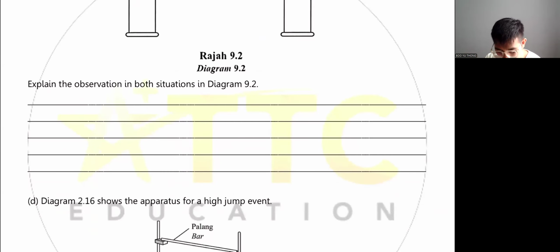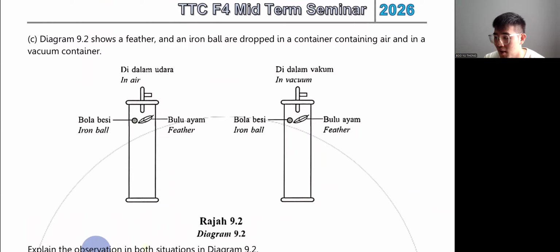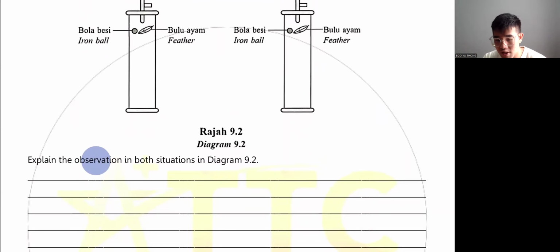Then the question asks you to explain the observation, which means you have to write down the observation yourself first, because there's no observation given here. The question never says what the observation is. So you have to write down your own observation, but there's nothing for you to observe also, because the diagram shows the iron ball and the feather at the same position. So you have to know what happens. Also, there's no experiment, but you have to imagine, and based on your knowledge, write down your own observation, and then explain what you see.